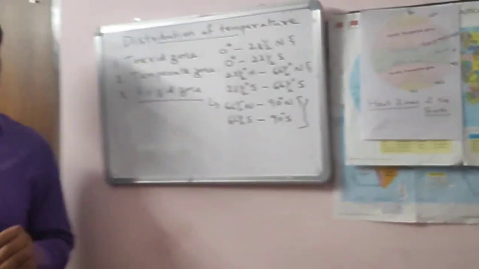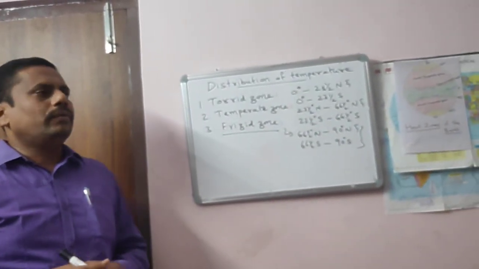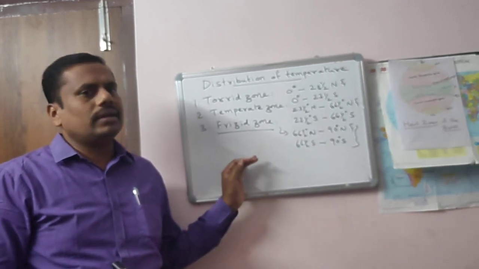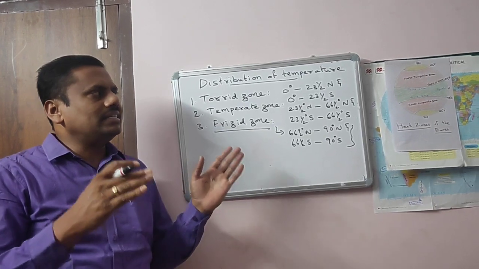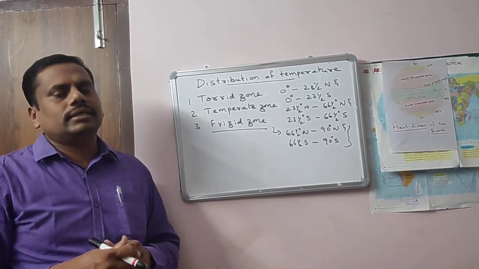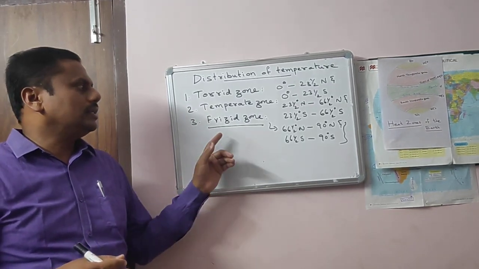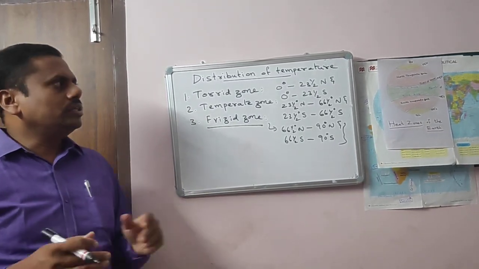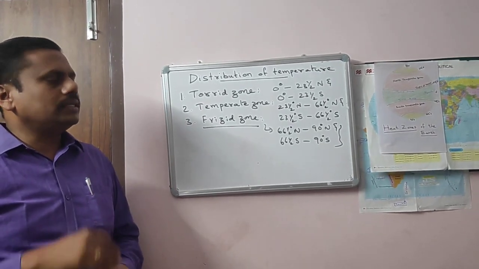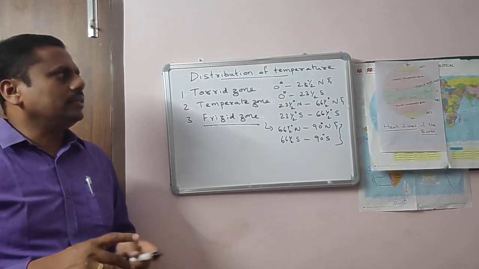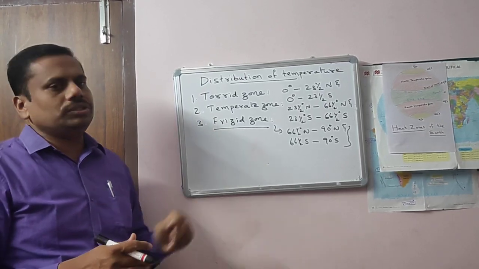Try to understand. The entire region is very cool. Why is it cool? Because the sun's rays fall completely slantingly and the sun's rays effect is less on such areas. The sun's rays cover a large area, that's why temperatures are very cool in that region, that is frigid zone. So in this way the temperature is distributed. The entire earth is divided into three important zones. Remember, torrid zone, temperate zone, frigid zone.